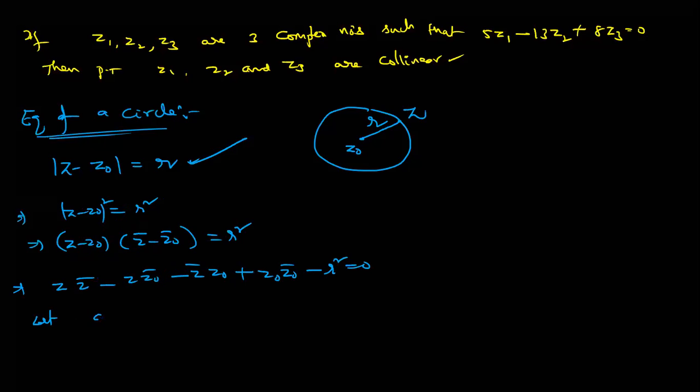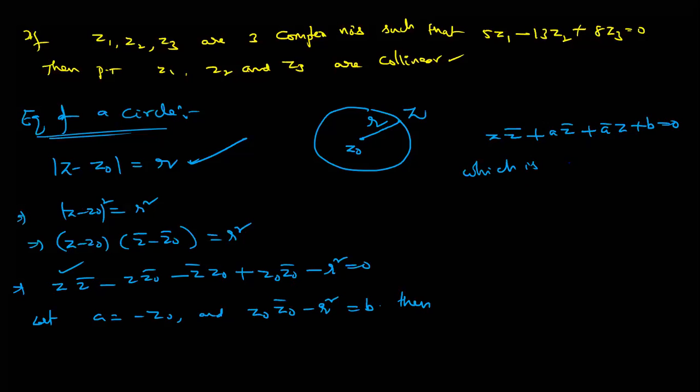Let A be equal to minus Z0, and Z0 into Z0 bar minus R square, which is a real number, take suppose B. Then what is the result? Z Z bar plus A bar Z plus A Z bar plus B is equal to 0, which is the general equation of a circle in the Argand plane or complex plane.